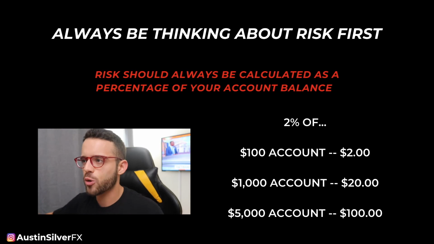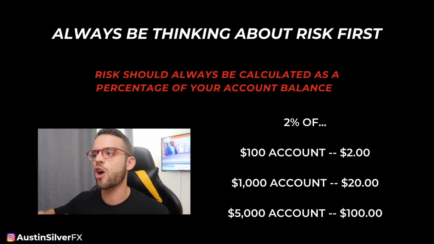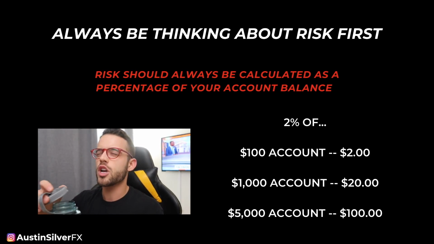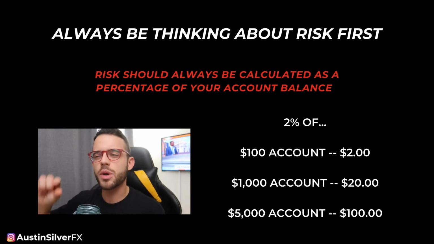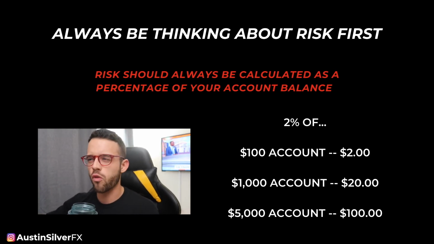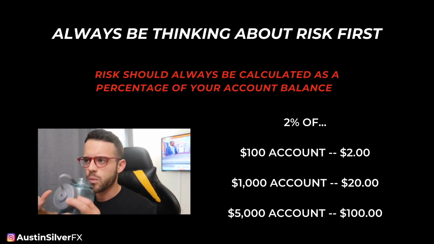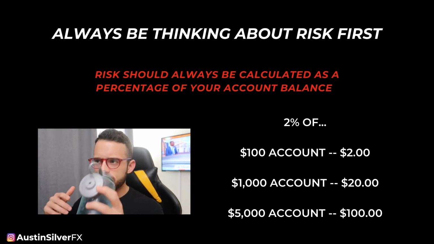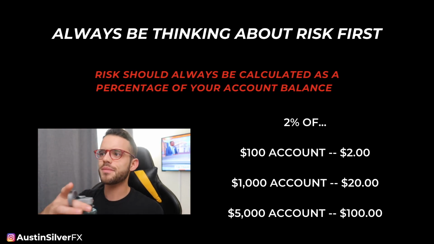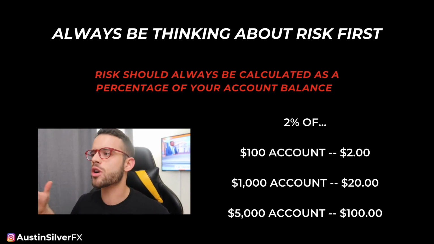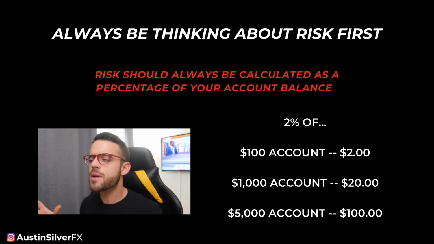Risk should always be calculated as a percentage of your overall account balance. I don't understand people that try to use a fixed lot size because that's going to be a different risk percentage against your overall account every single time, and that doesn't make sense. You could be risking too much. So what you should be doing is calculating the risk based on a percentage of your overall account. So just keep in mind, I know this is simple math, but I have to remind people for some reason.